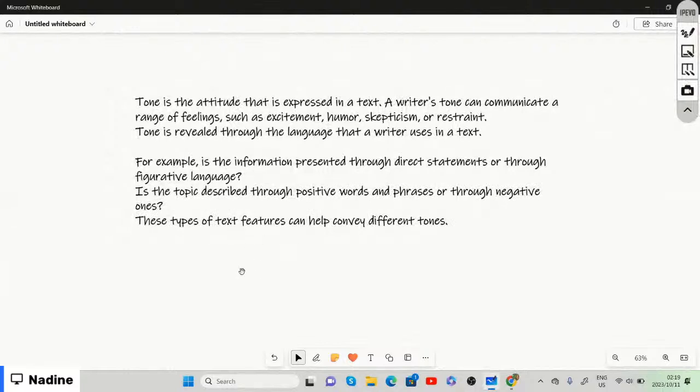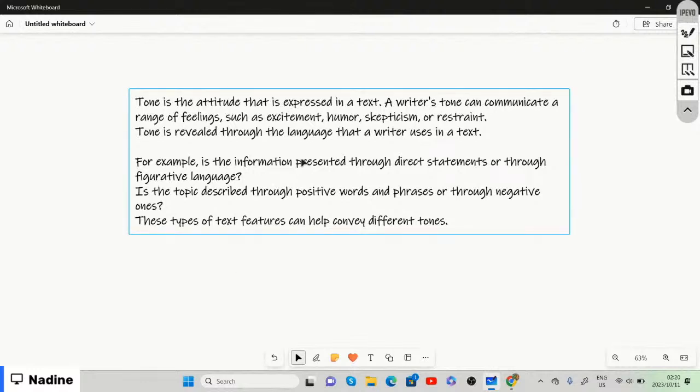All right, then we have tone. So we have purpose, we have audience, and now we have tone. And tone is the attitude that is expressed within the text. Is the attitude very big, loud? A writer's tone can communicate a range of feelings such as excitement, humor, skepticism, or restraint. It's almost like, are you freely doing it or are you holding back? And tone is revealed through the language that the writers use in a text.